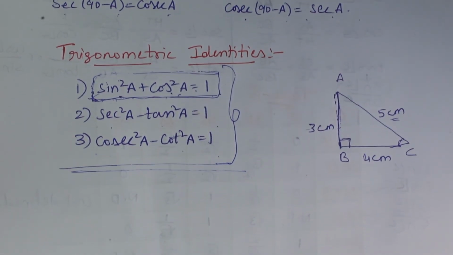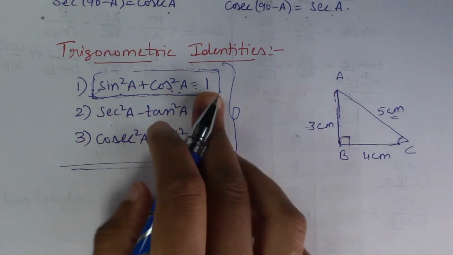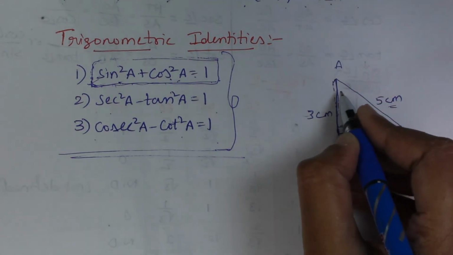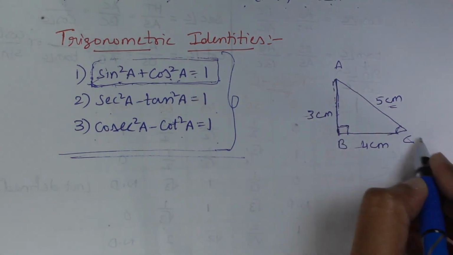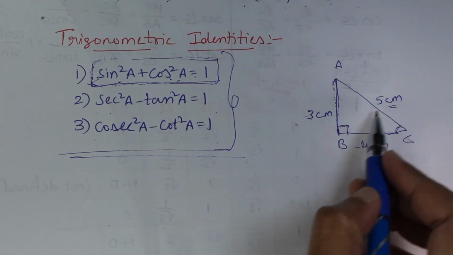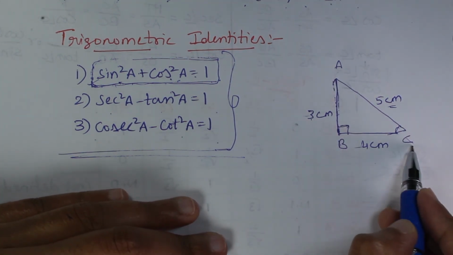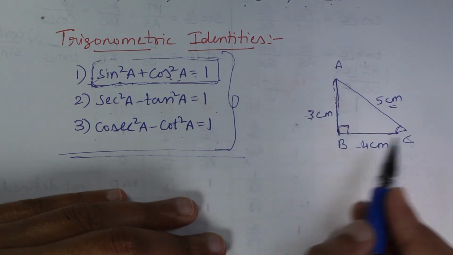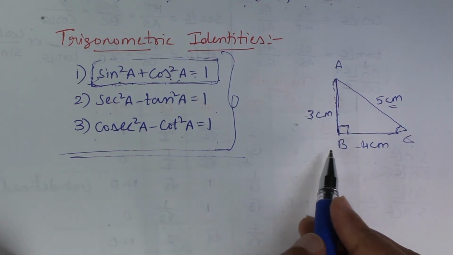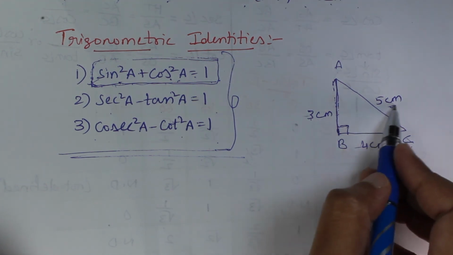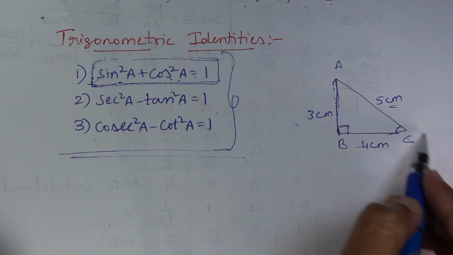Now I'll show you one quick example to prove that sin square A plus cos square A is equal to 1. Here take a right angle triangle. I have taken a right angle triangle with sides 3, 4, 5 centimeters respectively. AB is 3 centimeters, BC is 4 centimeters, AC is 5 centimeters. Because 3 square plus 4 square is equal to 5 square, right? So this is a right angle triangle.